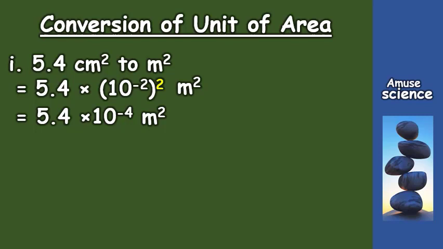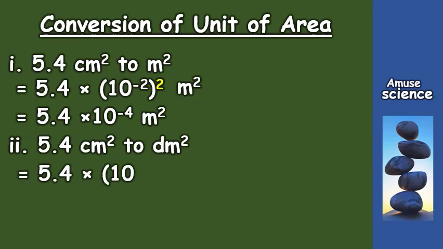Now the second for us is to convert 5.4 centimeter squared to decimeter squared. So here you notice that we are supposed to first of all convert to meter squared before we can get our answer in decimeter squared. So let us substitute the value of the centi and let's see what we are going to get. We are going to get 5.4 times 10 exponent minus 2 squared times 10 exponent 1 squared, and this converts our answer to decimeter squared.